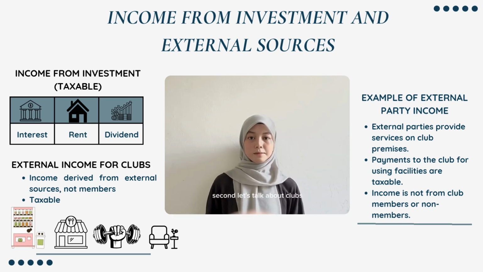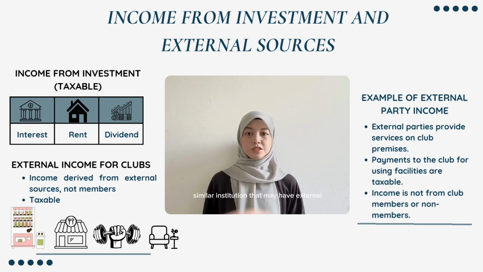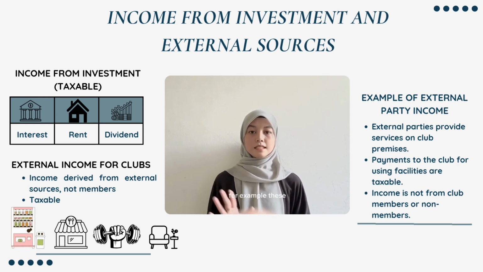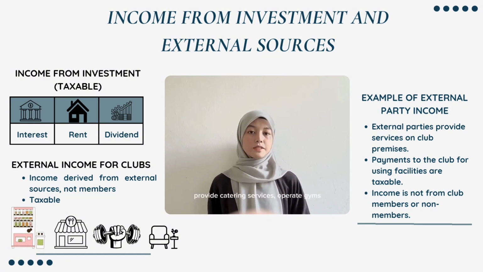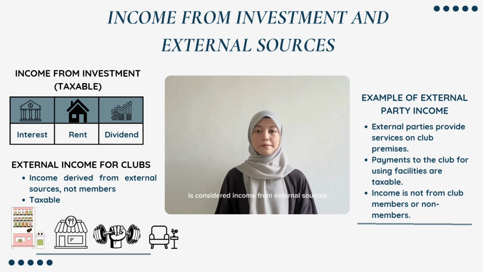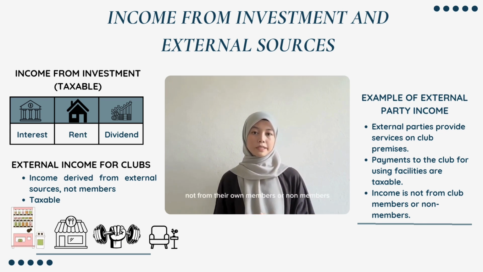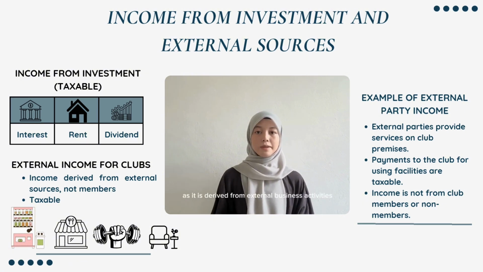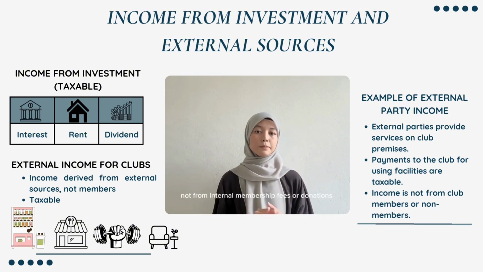Second, let's talk about clubs, associations, or similar institutions that may have external parties providing services on their premises. For example, these external parties might install vending machines, run restaurants or bars, provide catering services, operate gyms, or even offer entertainment. The income paid to the club or association by the external party for using their premises is considered income from external sources, not from their own members or non-members. As a result, the income is fully taxable to the club, association, or similar institution as it is derived from external business activities, not from internal membership fees or donation.